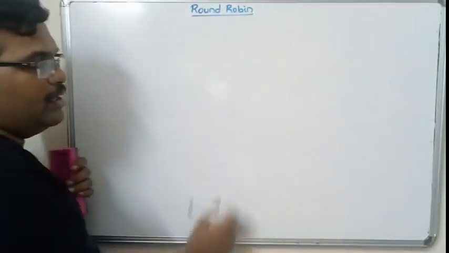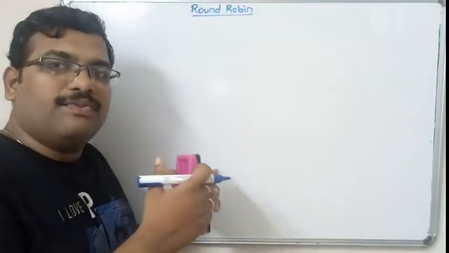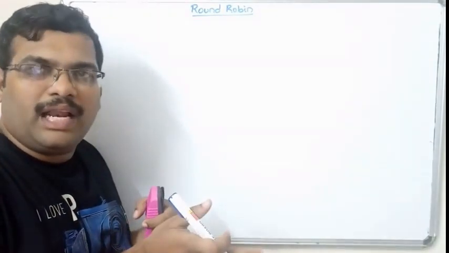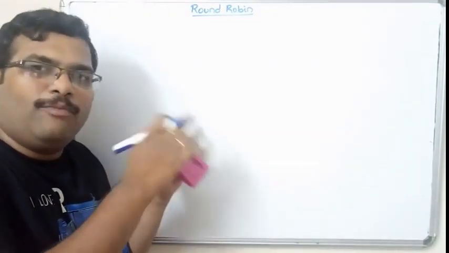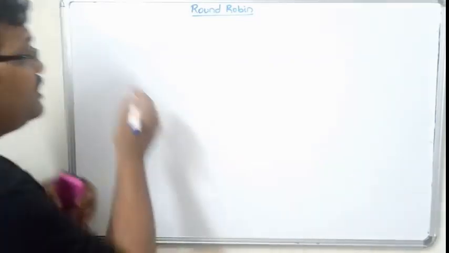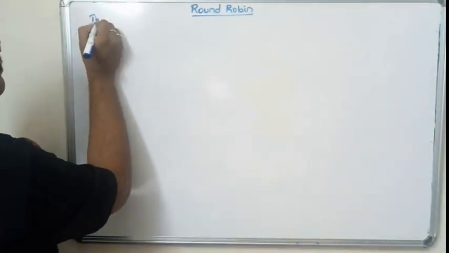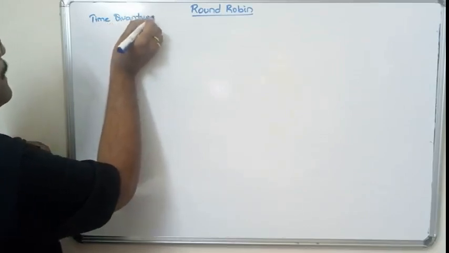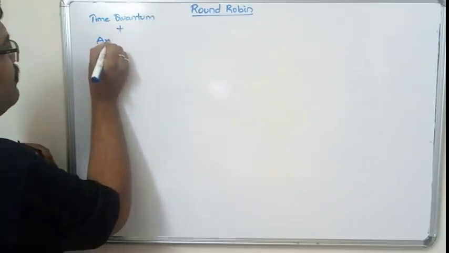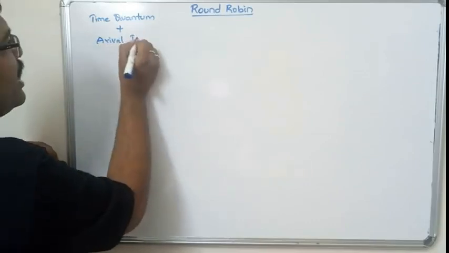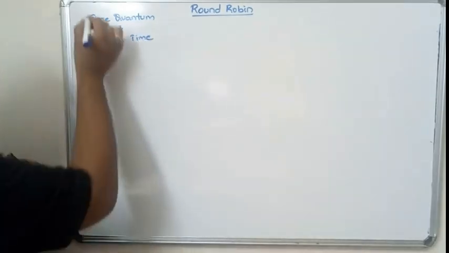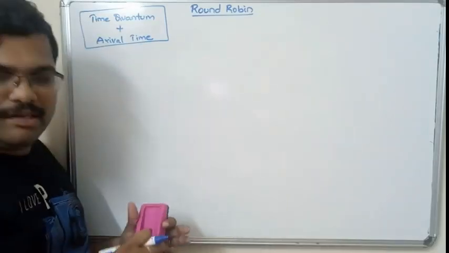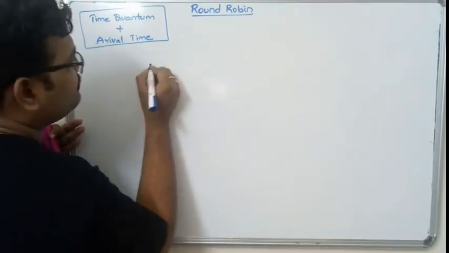So let us see an example. Here there are two modes. One is considering the arrival time and the other is without considering the arrival time. Now let us look at the time quantum with arrival time. Let us see an example. So time quantum plus arrival time. We are considering both time quantum and arrival time here.